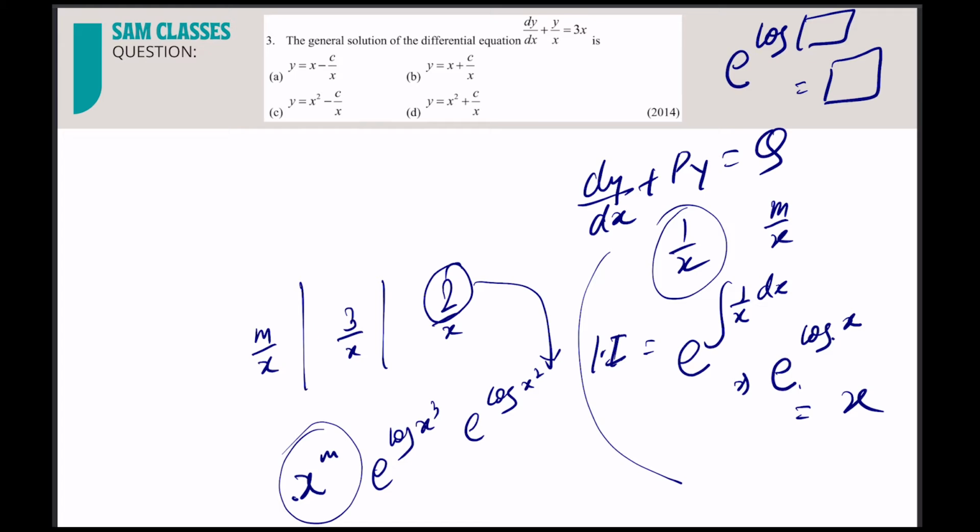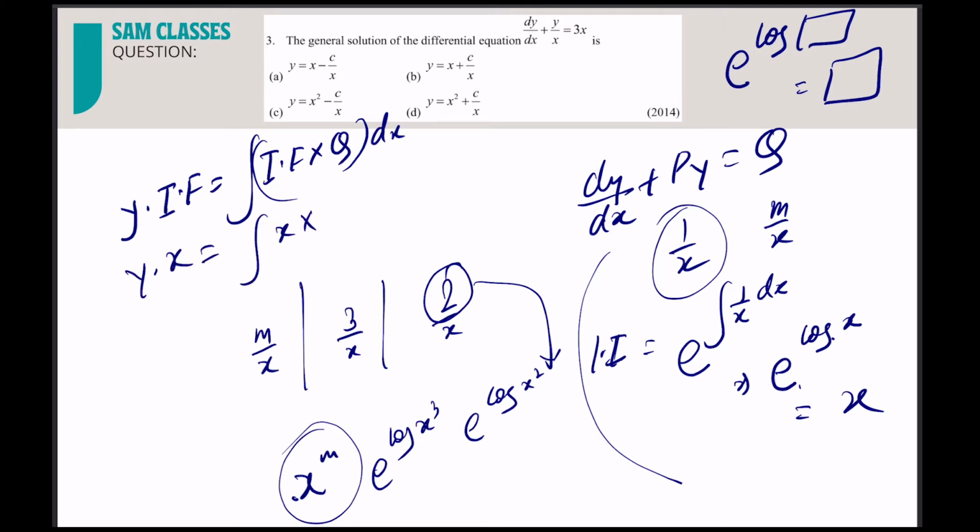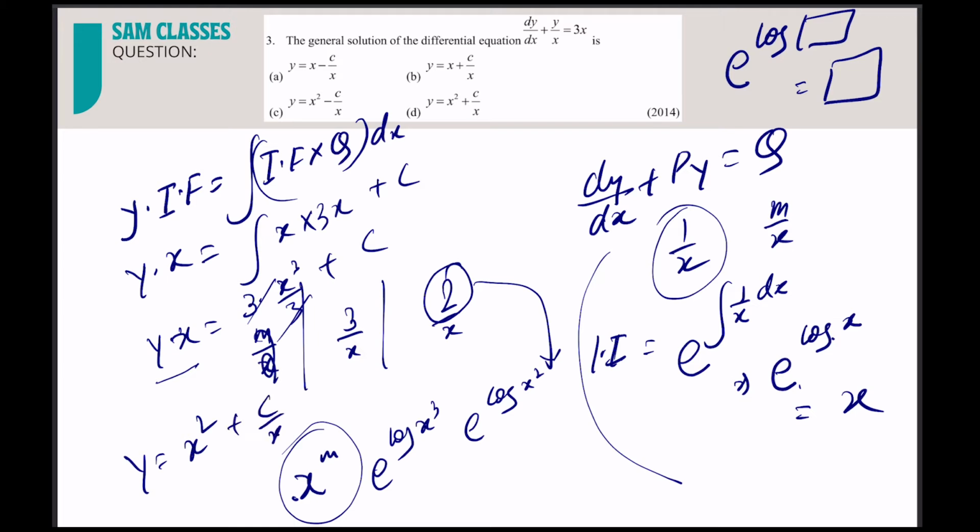Once you have the integrating factor, what will be the solution? y into integrating factor is equal to the integration of integrating factor into q dx. That's it, simple. So y into x is equal to the integration of x into q, and q is 3x, plus c. Integrate it: yx is equal to the integration of 3x square, which is 3 into x cube by 3, plus c. So 3 is gone, and we get yx equal to x cube plus c. Now if we send x to the other side, y is equal to x square plus c by x. That's it. So check the option, y is equal to x square plus c by x.